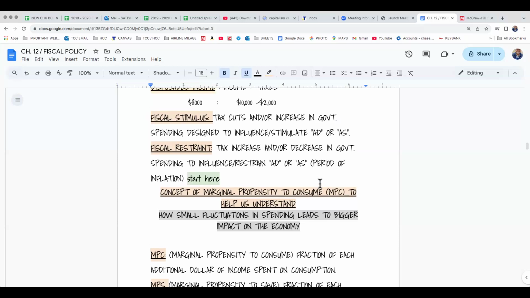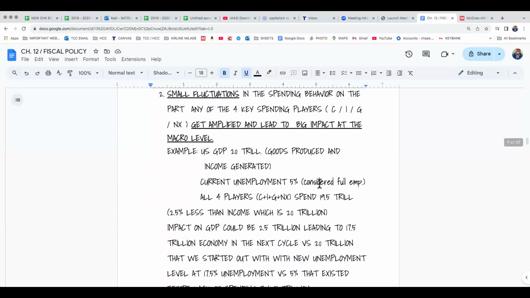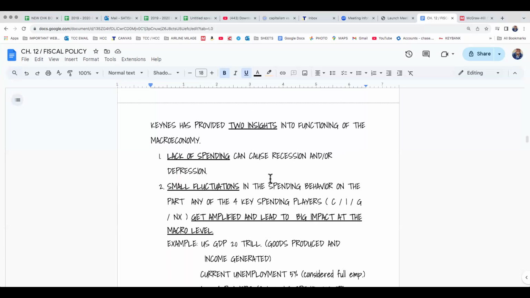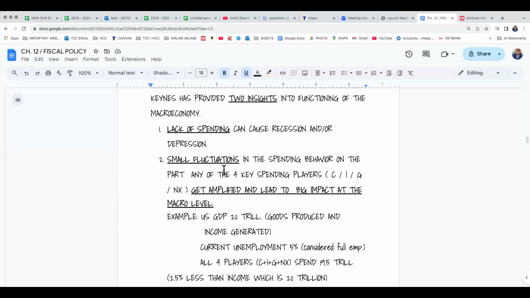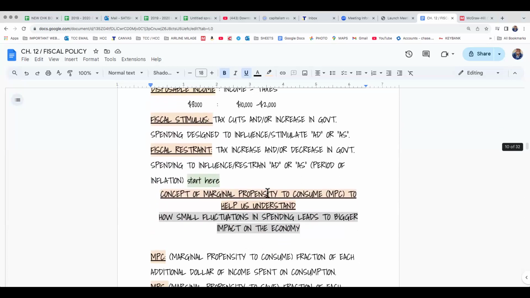In the last chapter, we talked about how Keynes provided us two great insights. One is that the lack of spending can cause recession and depression. The second insight he provided to us was that small fluctuations in the spending behavior of any of the four key spending players, which are consumers, the business community, government, and net exports, are amplified and lead to a big impact at the macro level.